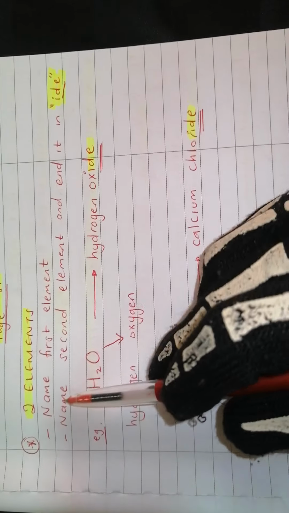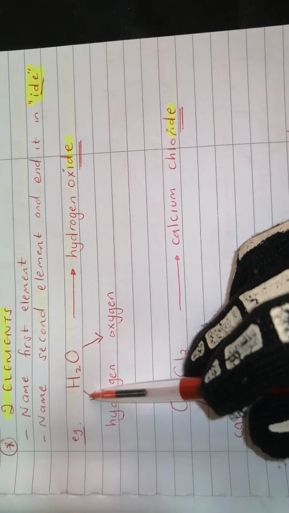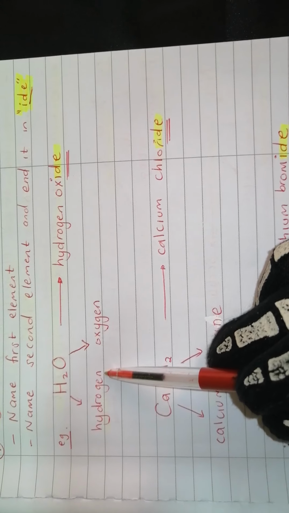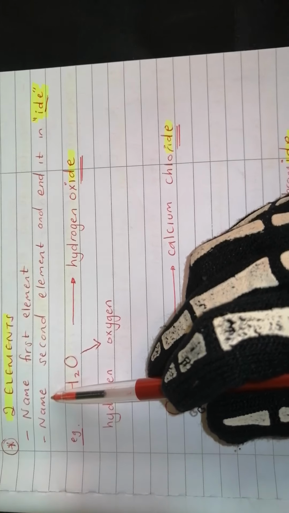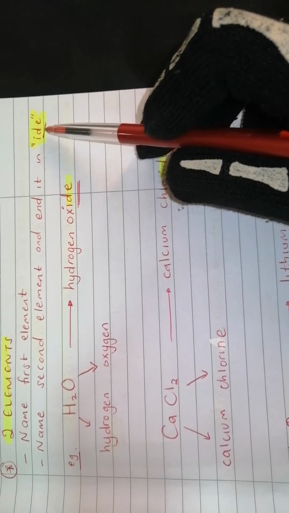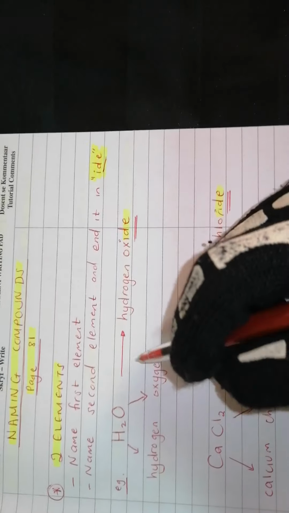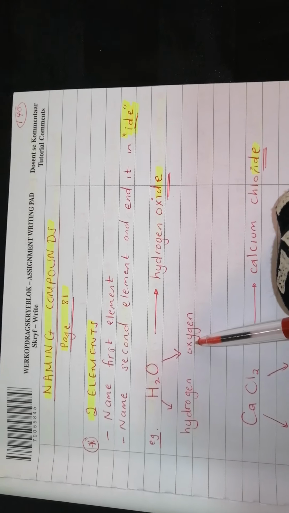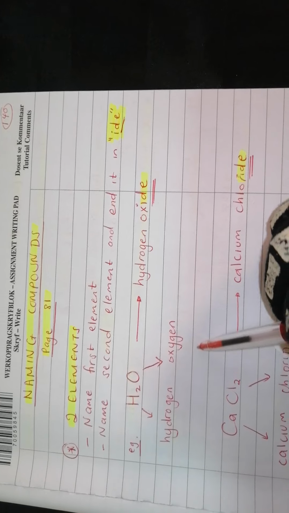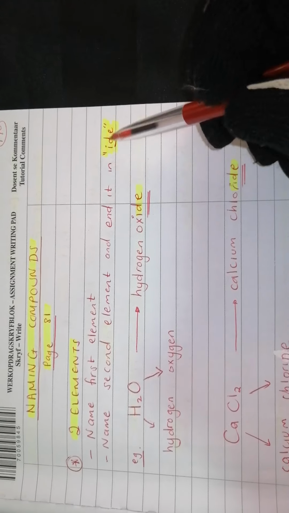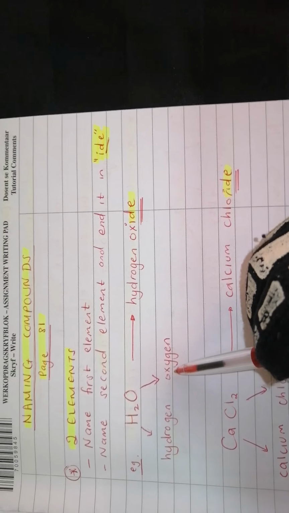Right, so the first thing we're going to do is name the first element. The first element is most of the time the one that is written first, and in this case, can you see hydrogen is written first? So you're going to have hydrogen. Then after we name the first element, we're going to name the second element, and we're going to change the ending of that element to "ide." The second element in this case is oxygen. Instead of saying oxygen, we're going to change it so that the word ends in "ide." So instead of oxygen, it will become oxide.